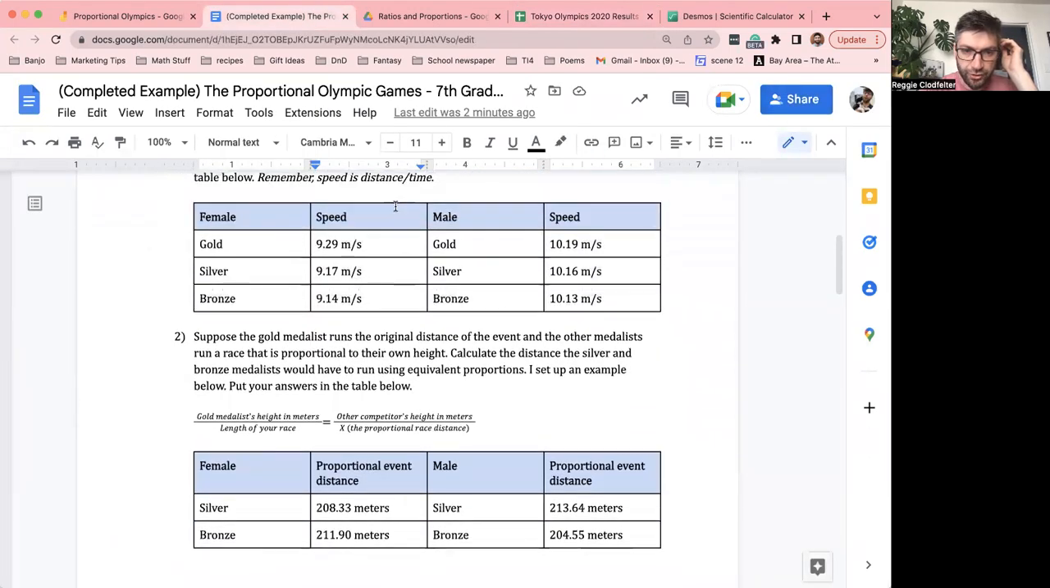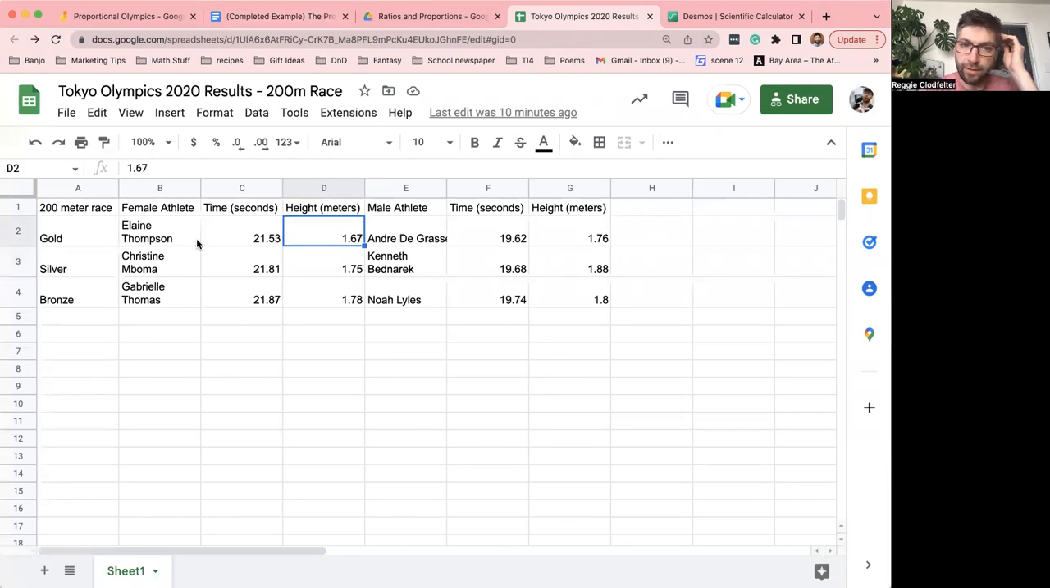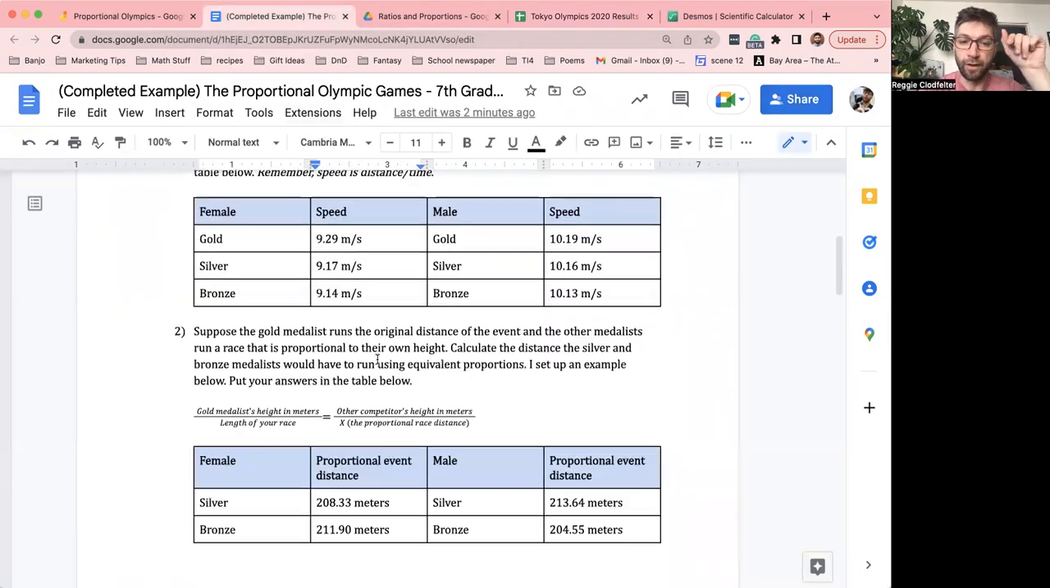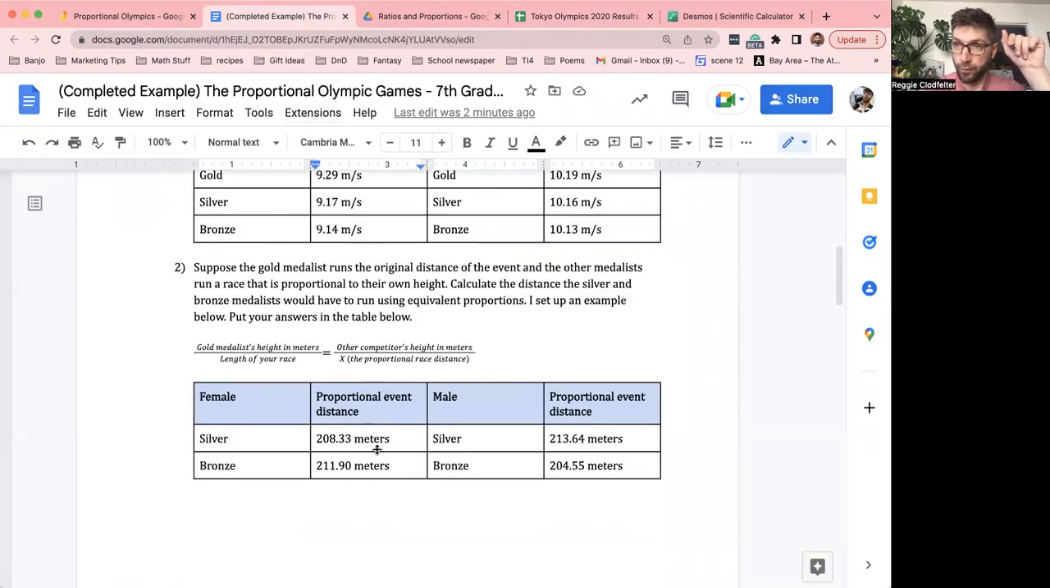So here on question 2, these proportional race distances are compared with the gold medalist, Elaine Thompson. I'm doing this for the Tokyo Olympics 2020 for my example. Because the silver and bronze medalists are taller than the gold medalist, their proportional races ended up being even longer. If they were shorter than the gold medalist, then their proportional races would be shorter.